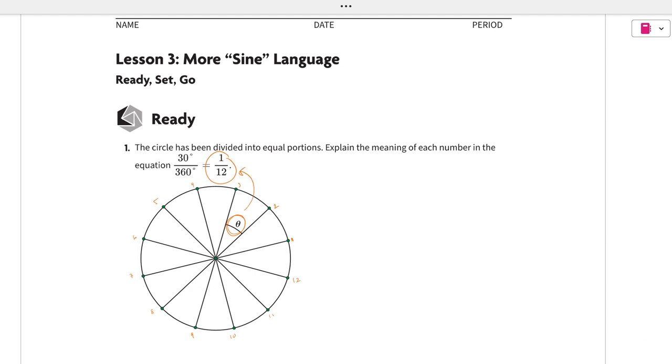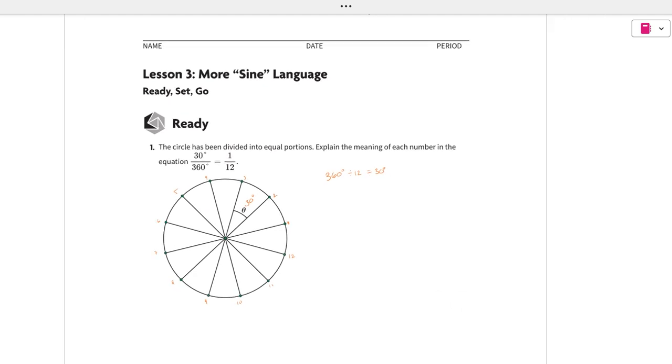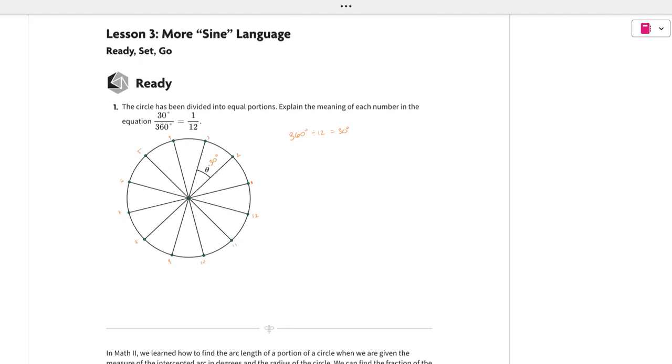Well, if we know a whole circle is 360 degrees, then if we divide that 360 divided by 12, we get 30. So that means that this angle must be 30 degrees since it's 1/12 of the circle. So that is the meaning of question 1.